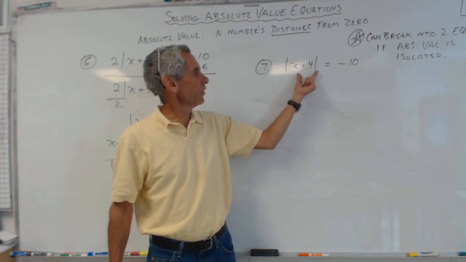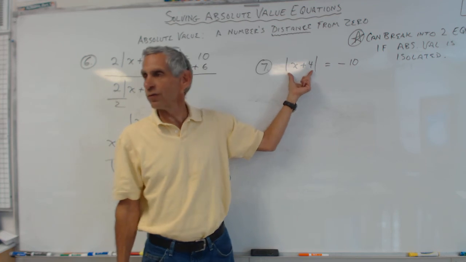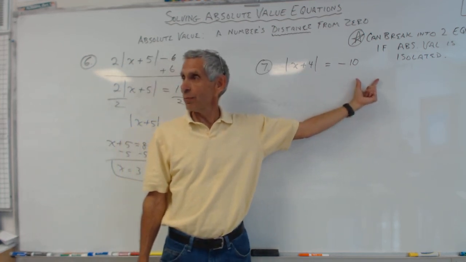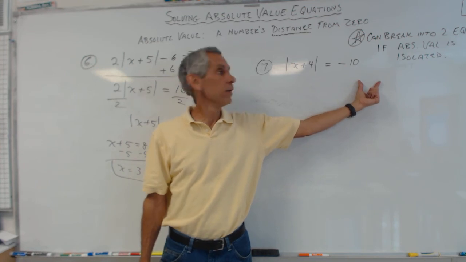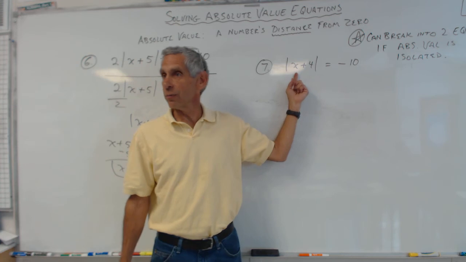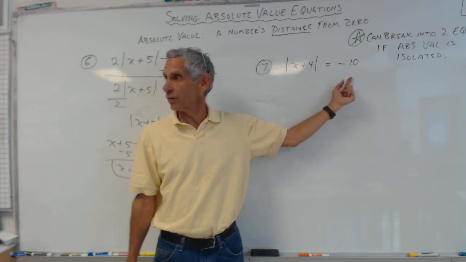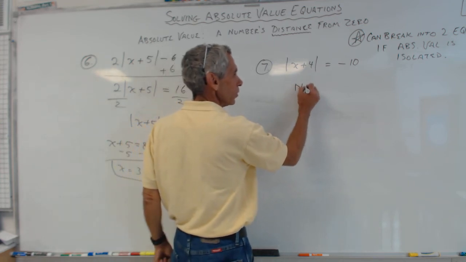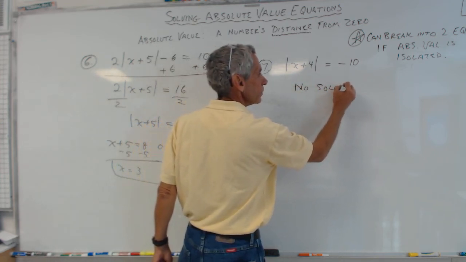Absolute value of x plus 4 is a distance. It has got to be equal to a positive number. If it's equal to a negative number, there is no solution. There's nothing you can put in there for x for that to be true. Does that make sense? Impossible. So no solution.